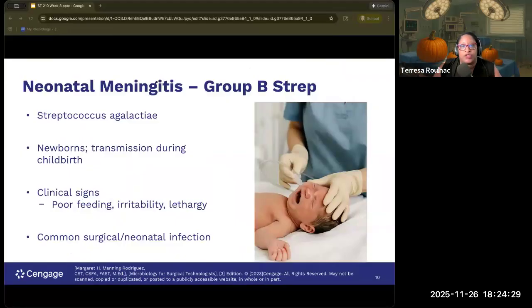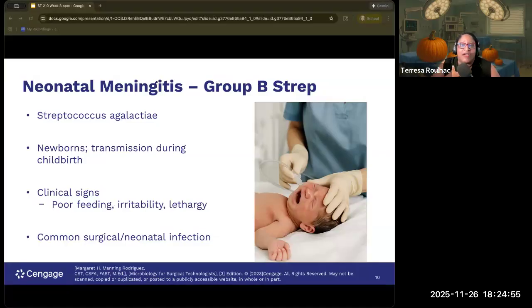Now, with group B streptococcus, it is a type of bacteria that adults can carry without even knowing it. It's usually harmless to the mother, but it's so dangerous to newborns. It can cause serious infections like sepsis or meningitis. I want you to think of GBS as that quiet rider in the mother's body that can turn harmful when it passes to a baby.